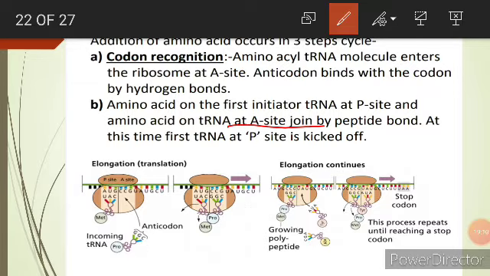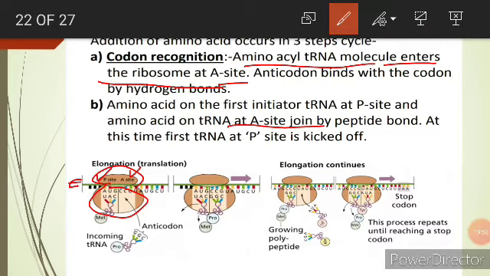Firstly, codon recognition. Here aminoacyl tRNA molecules, tRNA with amino acid, enter the ribosome at the A site. We can see this is the larger ribosome subunit, and this is the smaller subunit of the ribosome. Here is the P site, and this is the A site. After the P site will come the exit site.